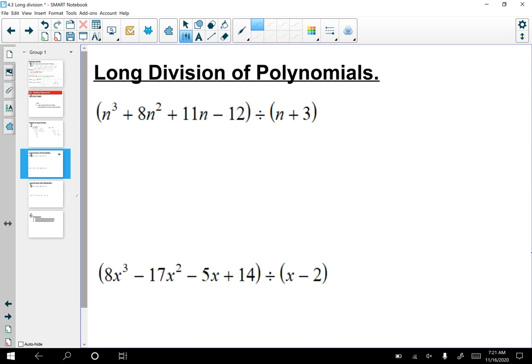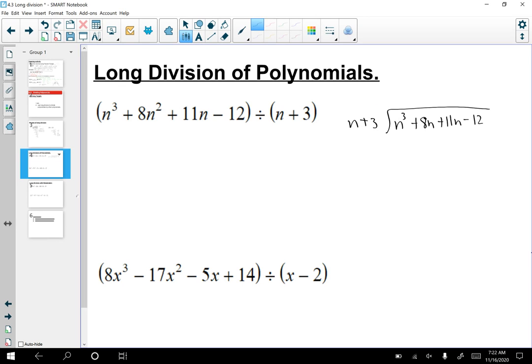Okay, so now we're going to move into the long division of polynomials. This is the same concept as using long division with numbers. So our first number here is our dividend, so that's going to go under the divisor sign. So we have n cubed plus 8n squared plus 11n minus 12, and that's divided by n plus 3.